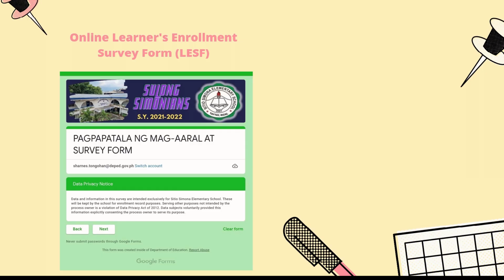In addition, we have the Learner's Enrollment Survey Form or LESF. This form is used to be enrolled in school. Ito ay sinasagutan either online or handwritten.